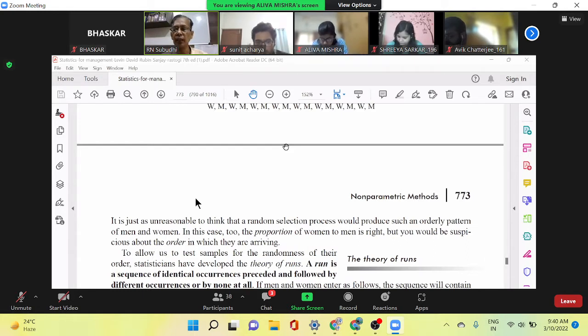Those who do not have the printed book or soft copy, you can take a screenshot of what Aliva has shown on Aliva's screen. Those who do not have the book, take a screenshot.